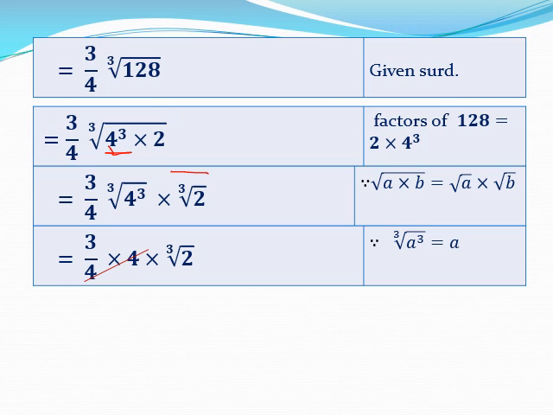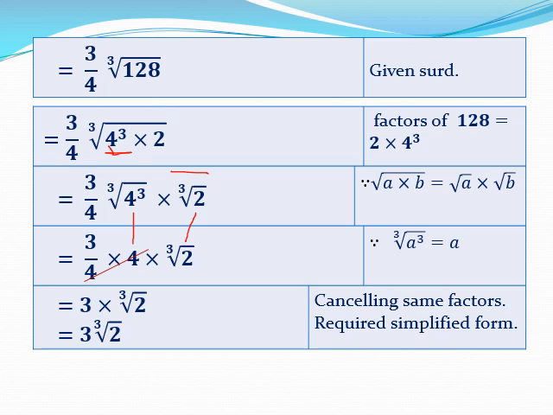Again, cube root of a raised to power 3 is equal to a, with the same a raised to the same power and order. They are cancelled by each other, so this becomes only a. This is a very basic law. So cube root of 4 raised to power 3 becomes 4 only. And this we cannot simplify, so we write it as it is.